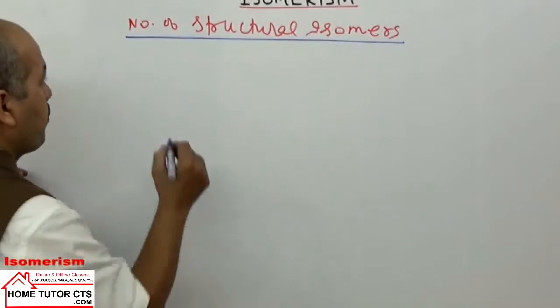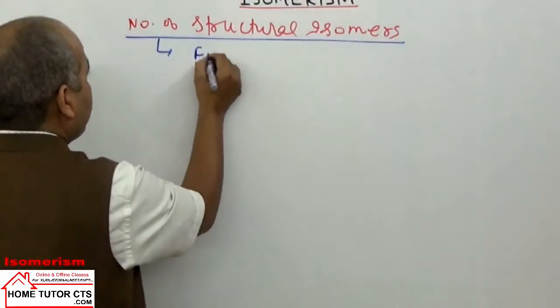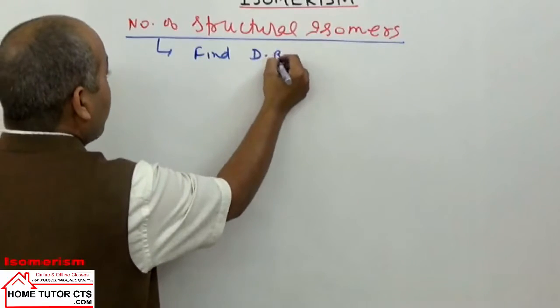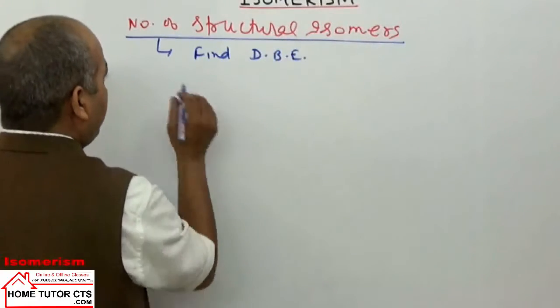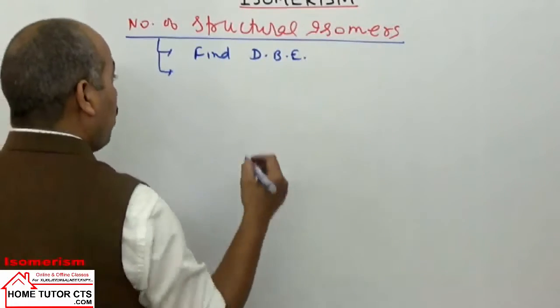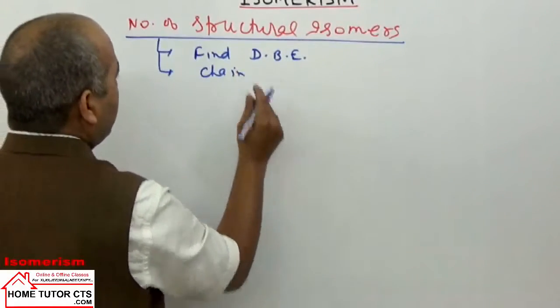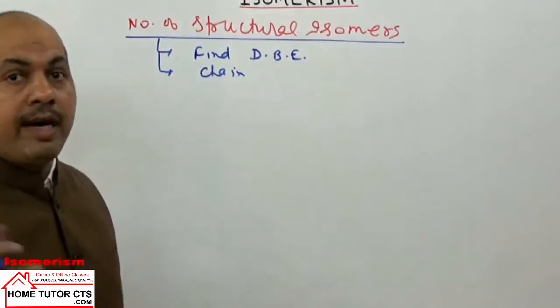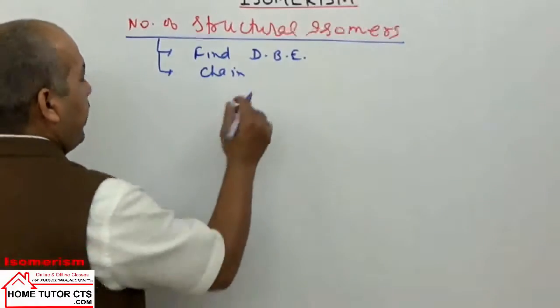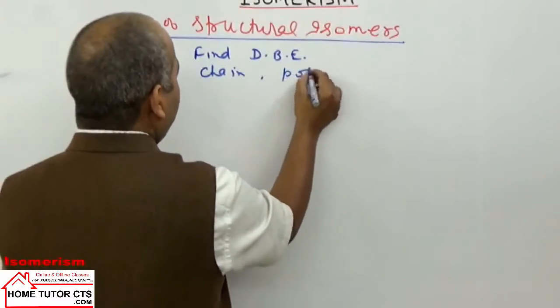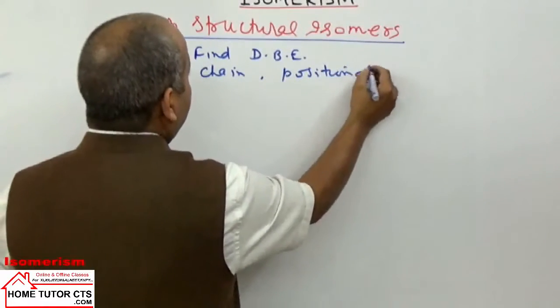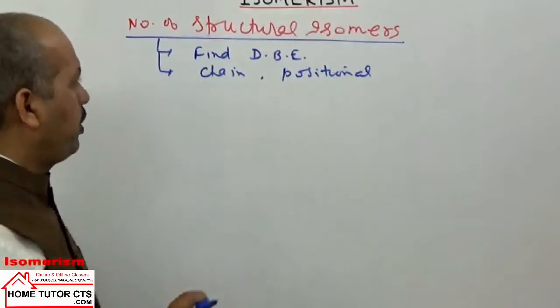First you can do what here? You first find double bond equivalent, already explained how to find in different compounds. Then think on all possibilities. Think on possibility of chain. In a given chain, we can have how many isomers at different positions? Chain, positional. First think on these 2 points, chain, position.